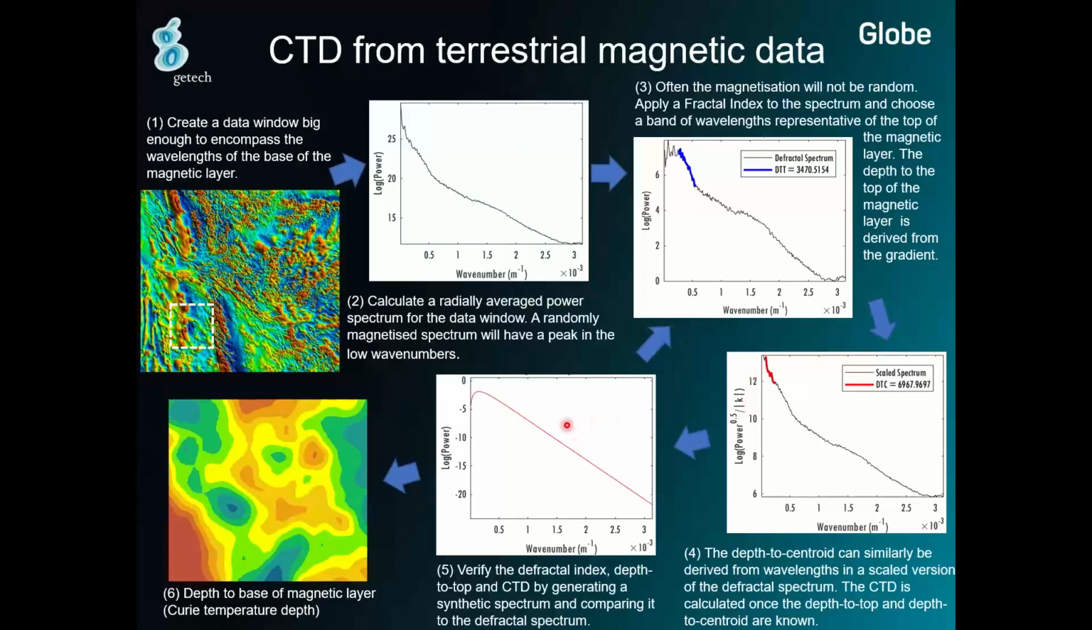Once we've done that, we can produce a theoretical power spectrum and check how well it fits to our modified power spectrum here. That will give us confidence that the fractal index is correct.